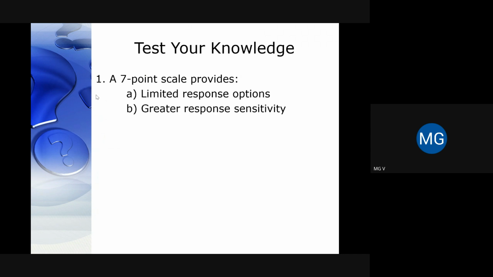A 7-point scale provides limited response options or greater response sensitivity. B, ma'am. Okay. Others? B, ma'am. Okay. B, greater response sensitivity. Yes. B is the correct answer. Very right.